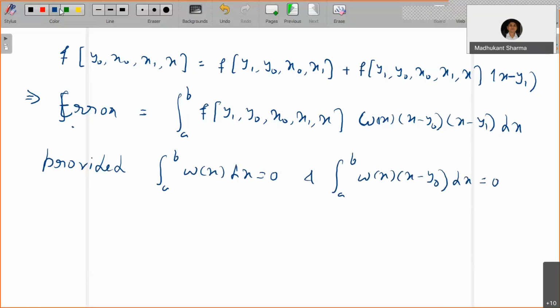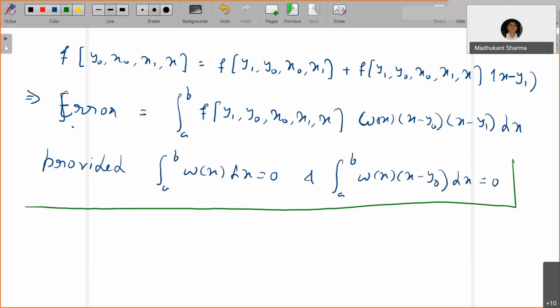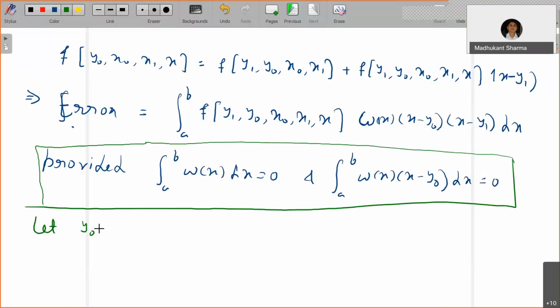So these are the assumptions. Provided these conditions are satisfied, only this case is possible. Now let y0 equal x0 and y1 equal x1. So choose x0 and x1, with y0 and y1 also the same as x0 and x1.